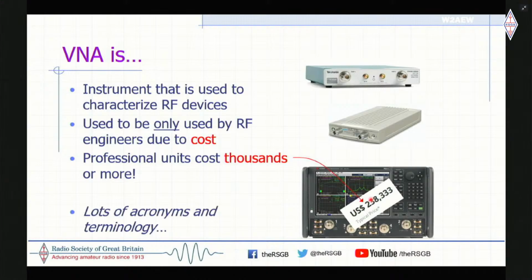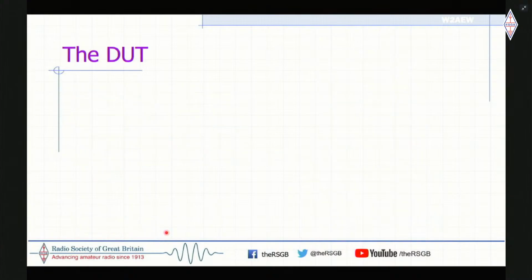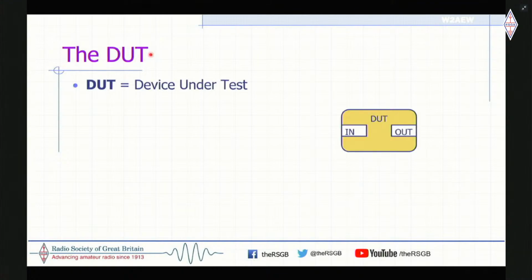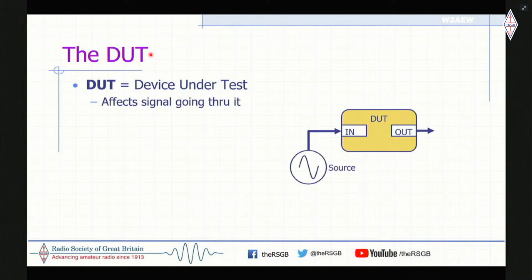Now, if you do any research online to figure out how to use a VNA or bring up application notes and things like that, you're going to find lots of acronyms and terminology. So we're going to define a couple of those things so that you can be familiar with that when you're doing your own research. The first is a DUT. What is a DUT? The DUT simply stands for device under test. In our case, it could be an antenna system, a filter, an amplifier, etc.